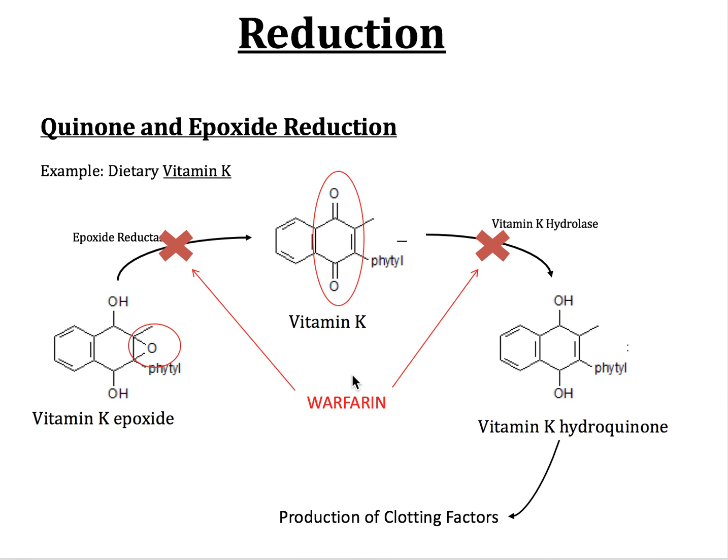Vitamin K is usually in the form of an epoxide at the start, and epoxide reductase converts it into vitamin K, which can then be converted by vitamin K hydrolase to vitamin K quinone. So here's the quinone functional group, and here's the epoxide, which can then go on to produce clotting factors.